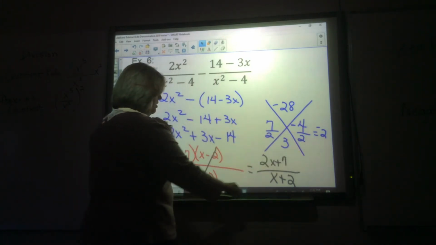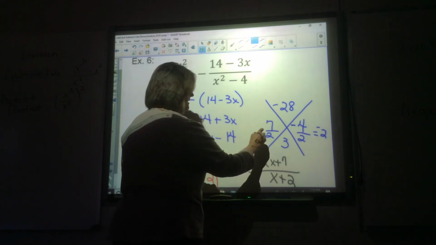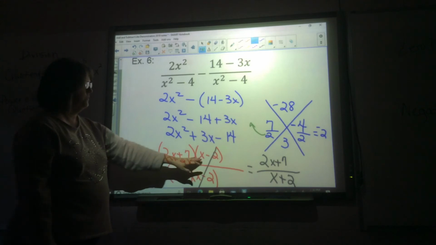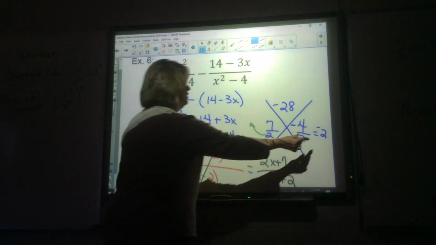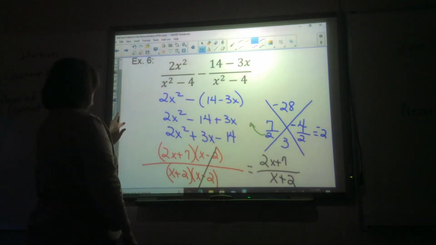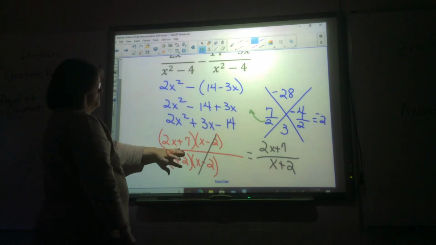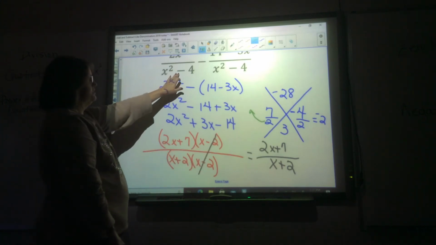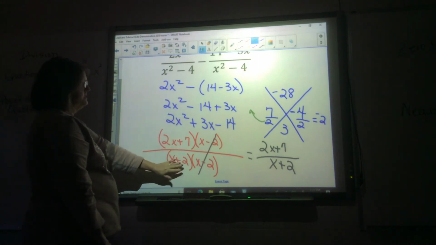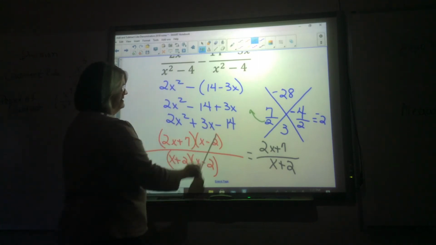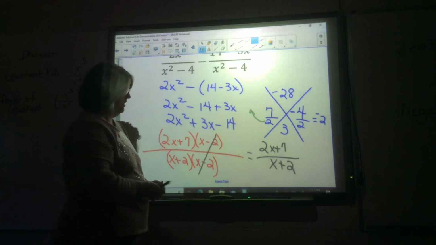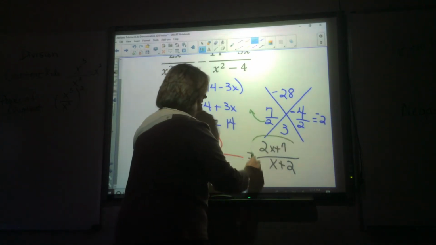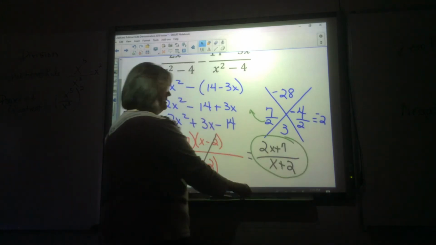And remember, when we are factoring with this method, this one comes in the front. So I have 2x plus 7 and then x minus 2 coming from here. So my numerator factors to be 2x plus 7 and x minus 2. And my denominator is the difference of 2 squares, which is x plus 2, x minus 2. And the x minus 2's cancel each other out. And so therefore, my final answer is 2x plus 7 over x plus 2.